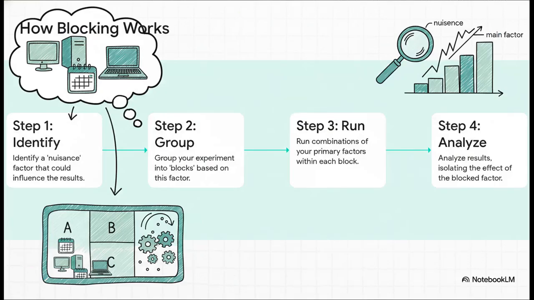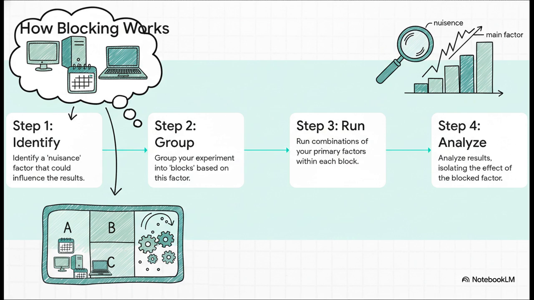And the process is actually pretty straightforward. Step 1. You identify one of those nuisance factors. Let's say you're running tests on 2 different machines, an old one and a new one. Step 2. You create a block for each machine. Step 3. You run your main experiments within each of those blocks. And this is the key part. You run a balanced set of your experiments on the old machine and another balanced set on the new one.